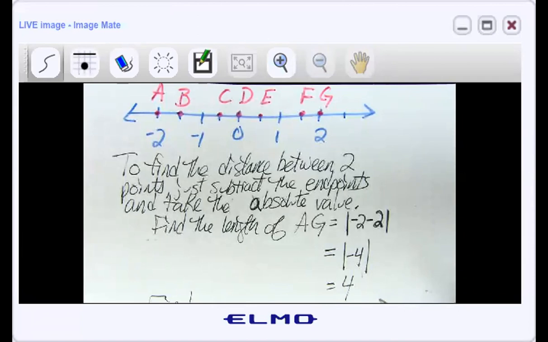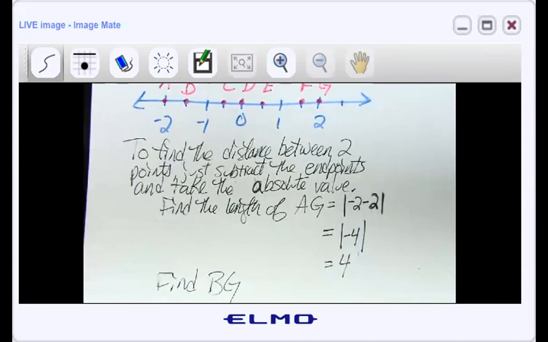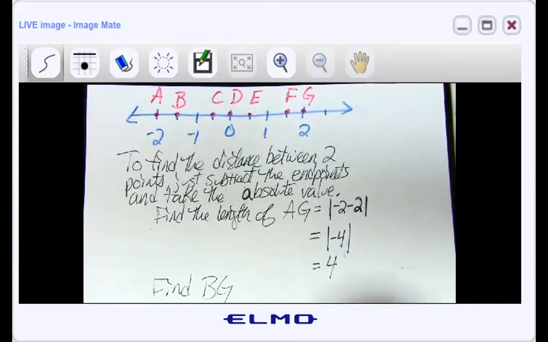Let's do one that's positive, one's negative. How about B? Let's do BG. BG. Okay, I'm going to zoom out a tiny bit, see if I can get everything in at once. All right, BG.